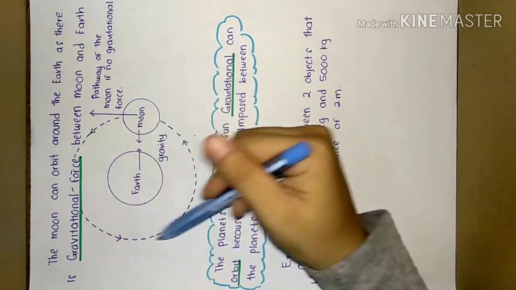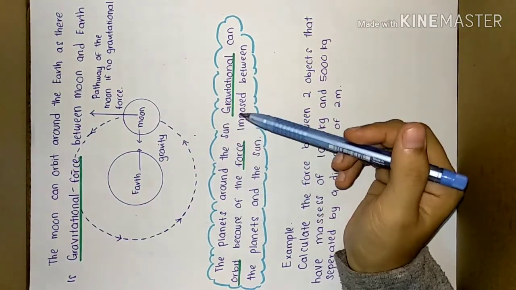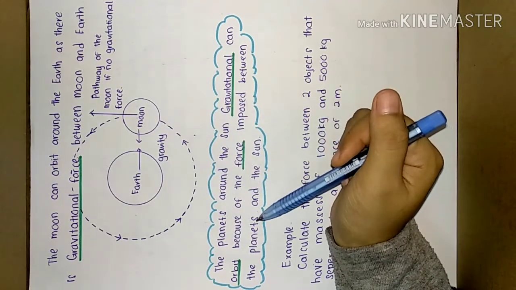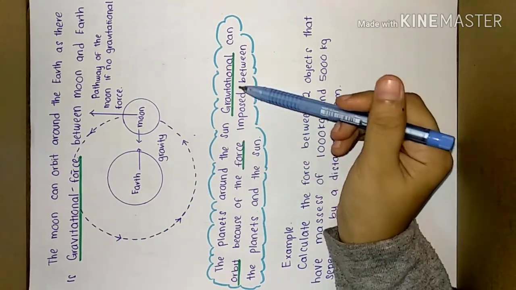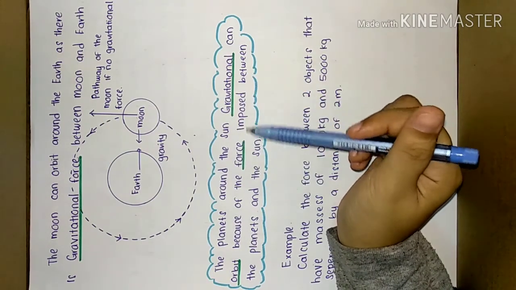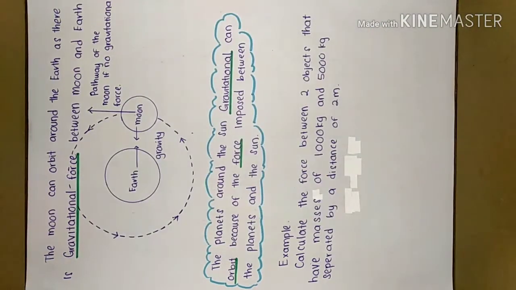So, lukisan ni boleh dikaitkan dengan lukisan matahari. So, planet-planet lain boleh mengelilingi matahari mengikut orbit dia sebab dia ada gravitational force yang menyebabkan ada the force antara planet dan matahari. Let's move to the example.